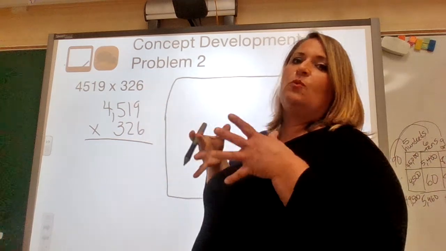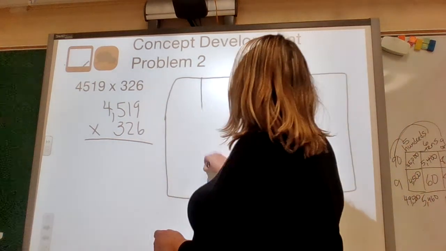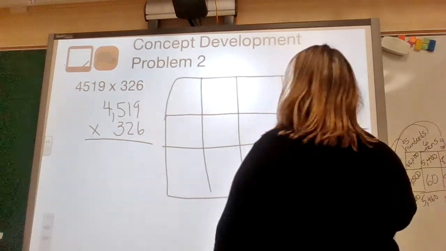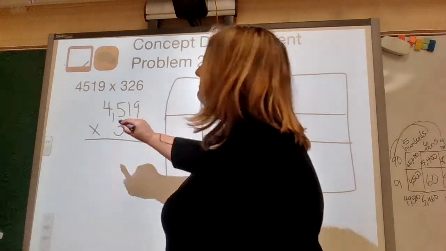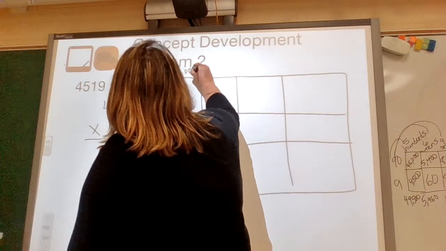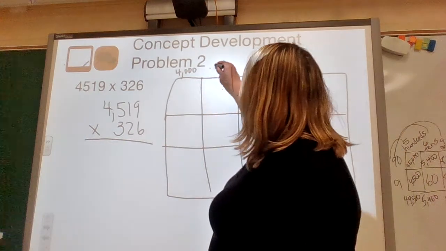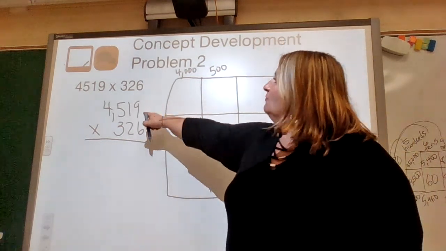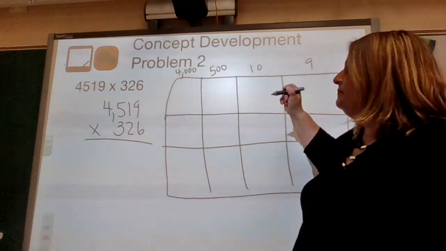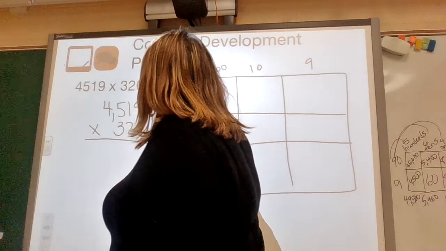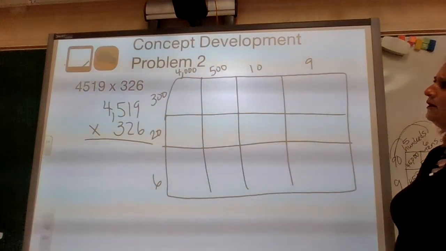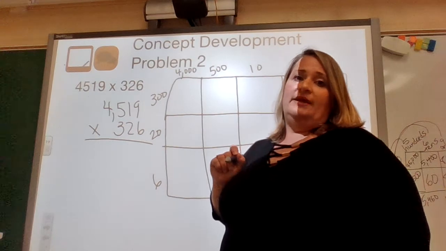Remember, value is what it's worth, the place that it's in and what it's worth. I'm breaking this into 4 sections. I'm breaking this into 3 sections horizontally. I'm taking the 4, and I know that that 4 is in the thousands place. So I'm going to write 4,000. The 5 is in the hundreds place. I'm writing 500. The 1 is in the tens place. I'm writing 10. And then I just have 9 ones here. Now I have 326.